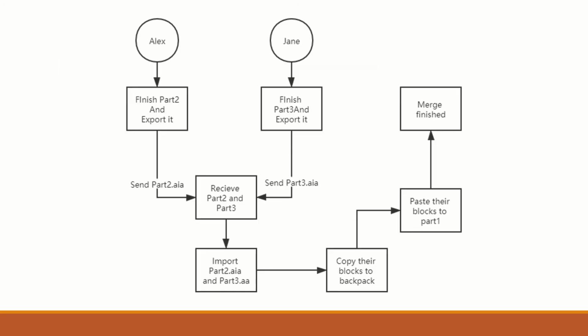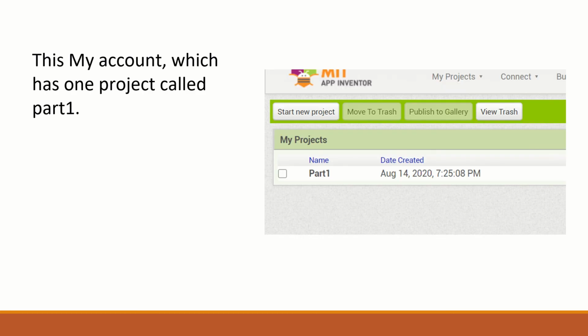So let's see the flowchart. This is Alex, this is Jane, and they finish their own parts, and then they send their parts to me. After I receive them, I'm going to import the .ai file, and then I copy the blocks to my backpack. And this is how we merge these blocks. So let's see how we do that on the computer.